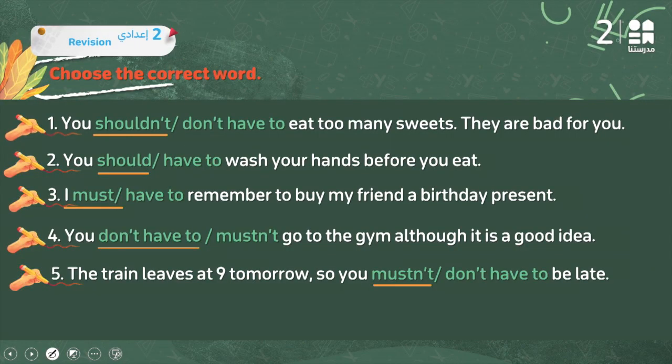Okay? So as you see here, mustn't. Here I added an apostrophe t instead of must not. ده الابريفيشن أو الاختصار زي are, aren't. Okay?